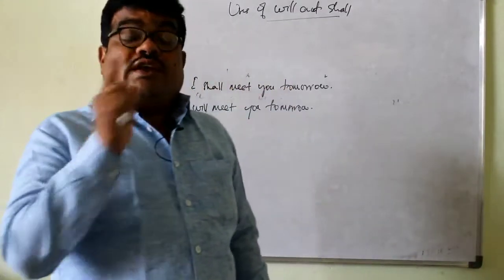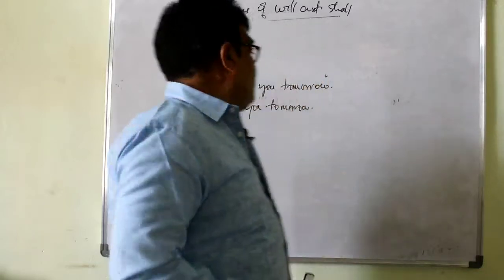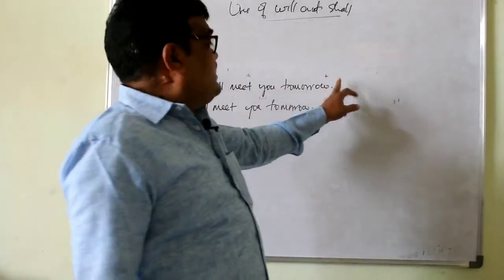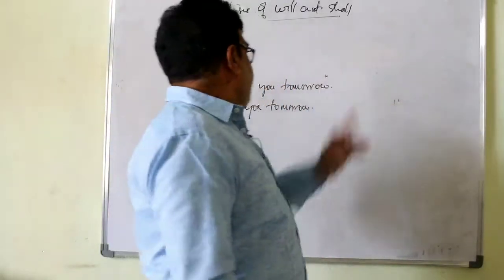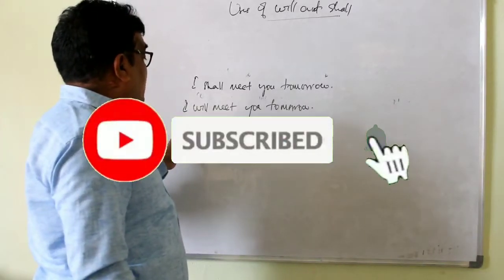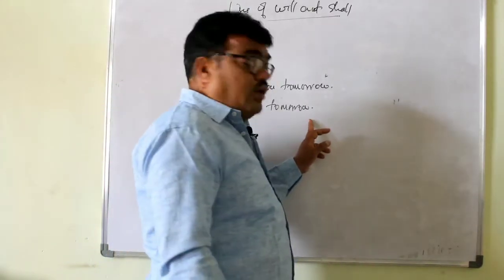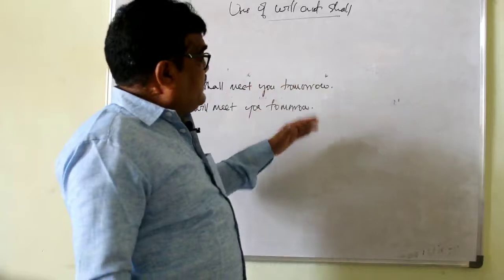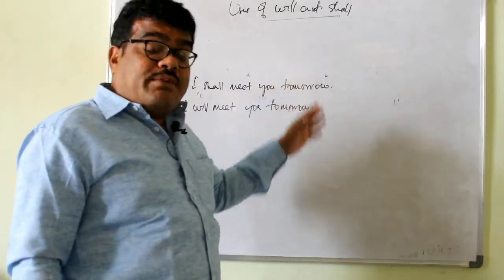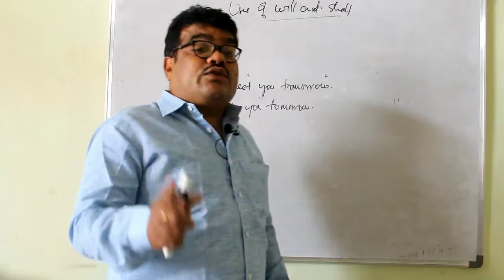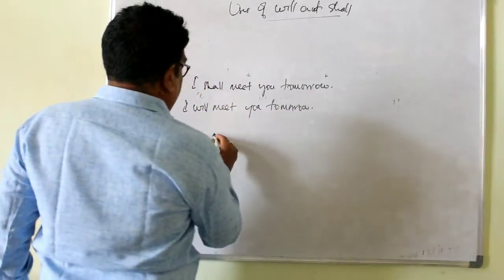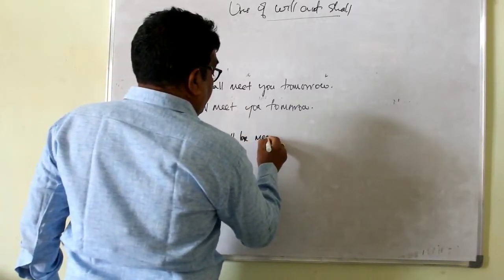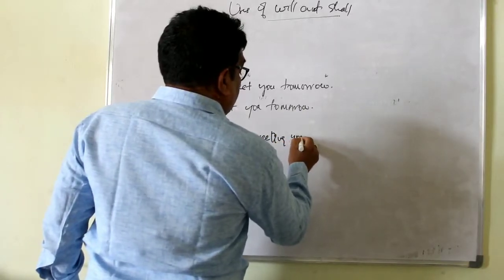But the problem with will is that it sometimes changes the meaning. For example, I shall meet you tomorrow. This indicates simple futurity when we use shall. In the same place, if I use will, I will meet you tomorrow, there is a possibility of intention. To avoid this ambiguity, we can use the future continuous tense: I will be meeting you tomorrow.